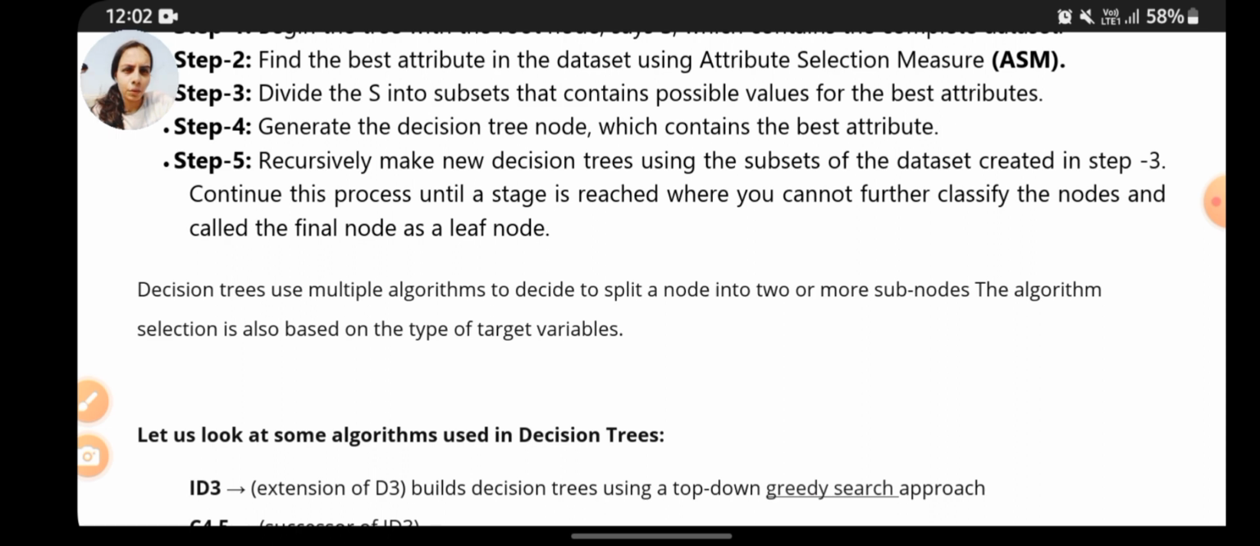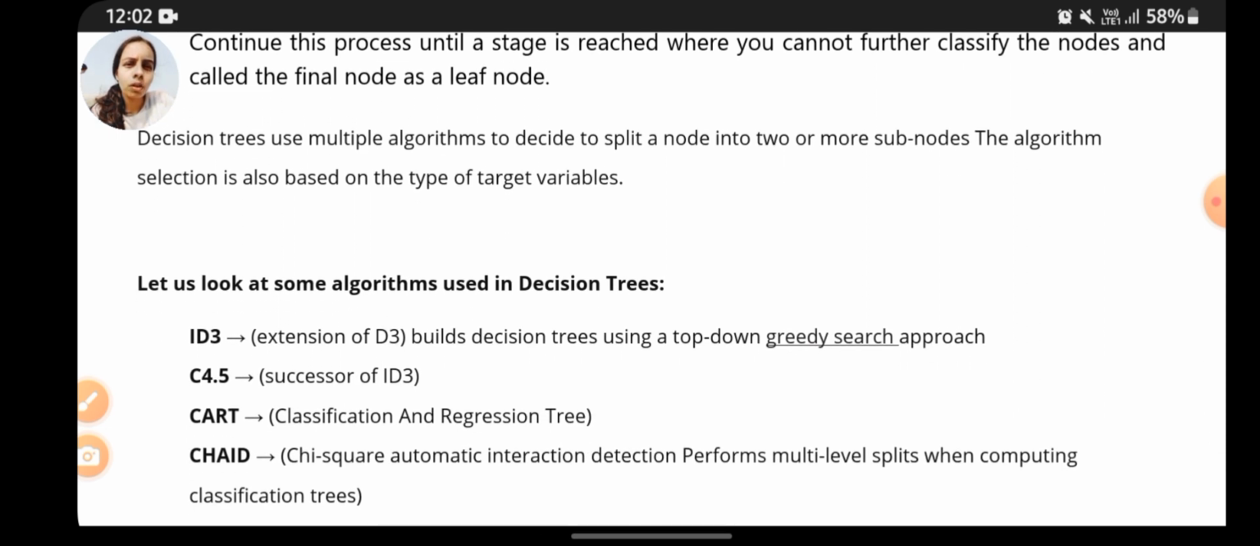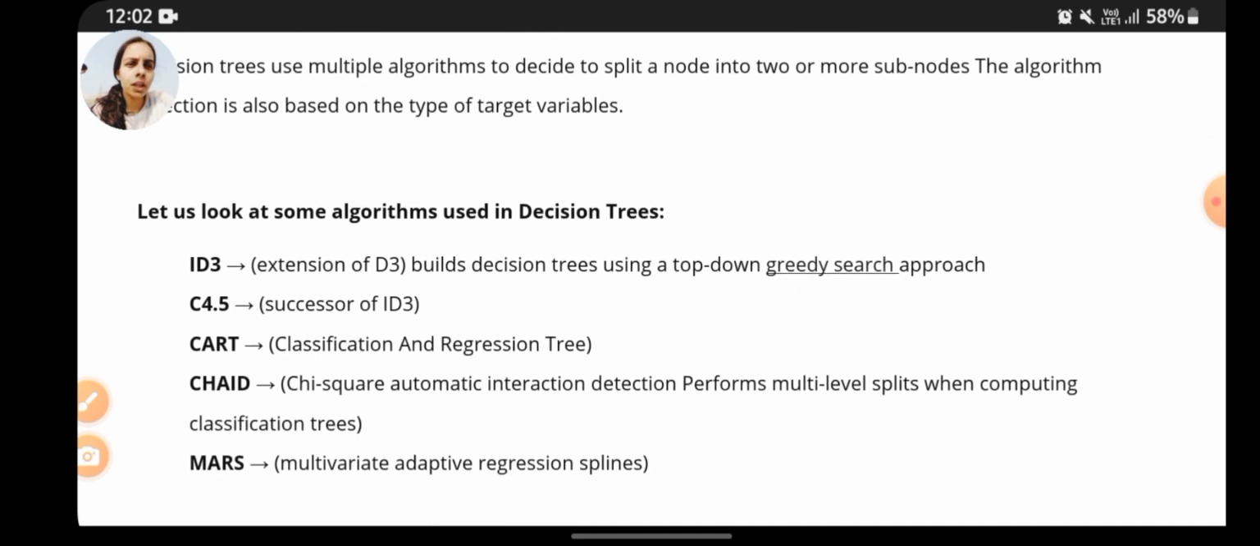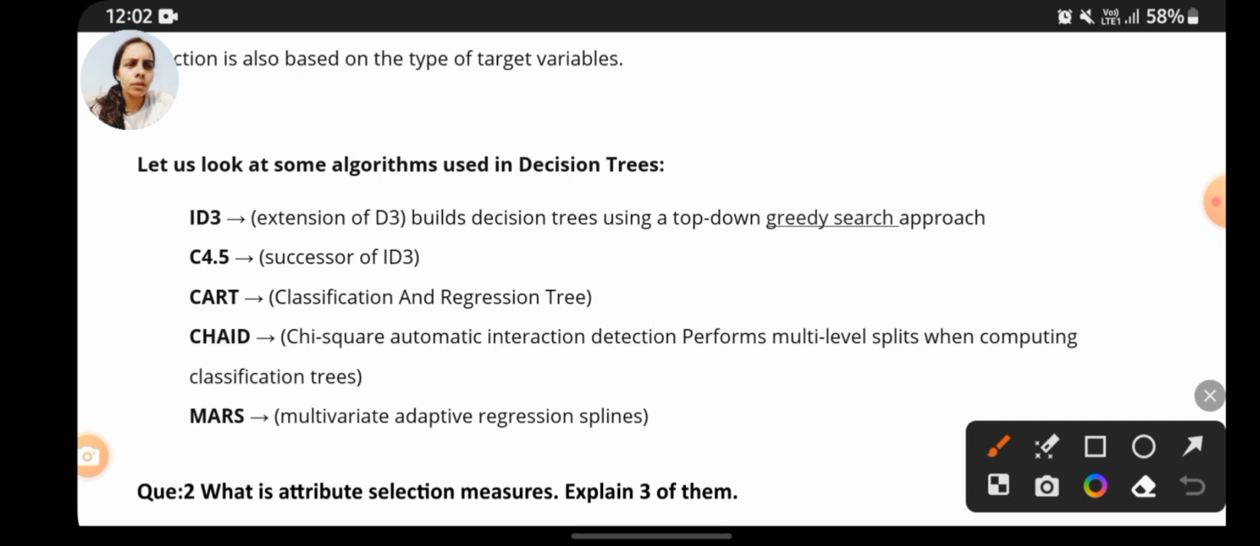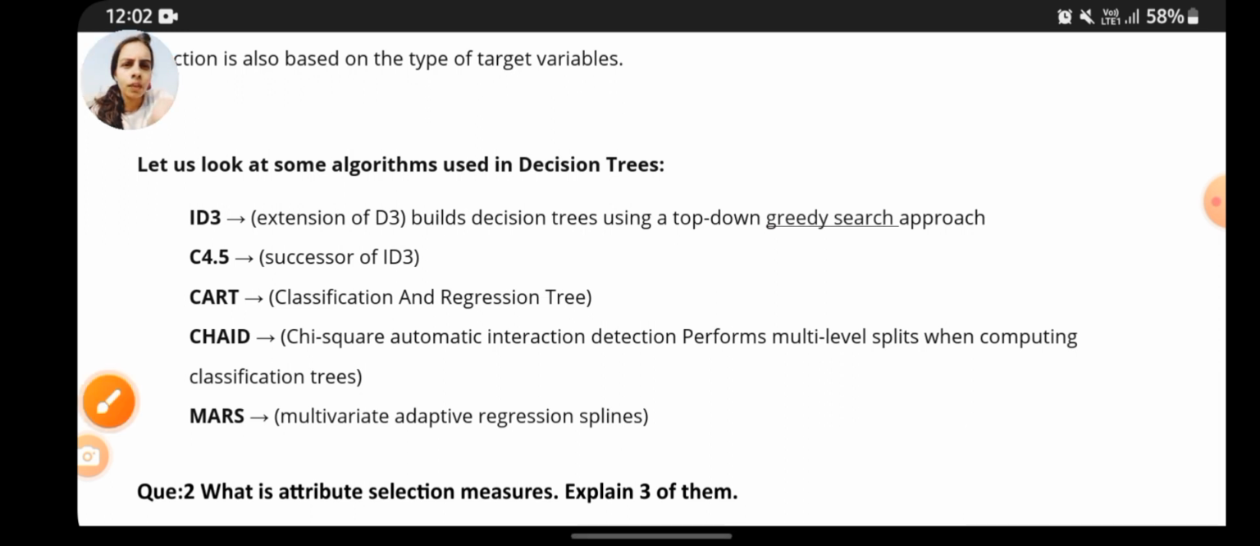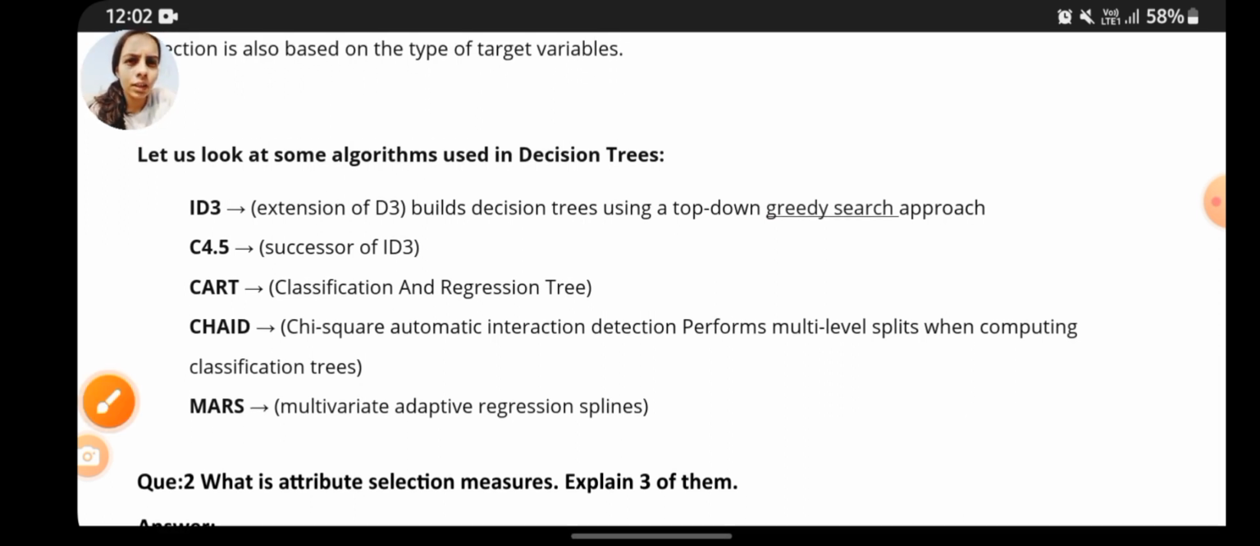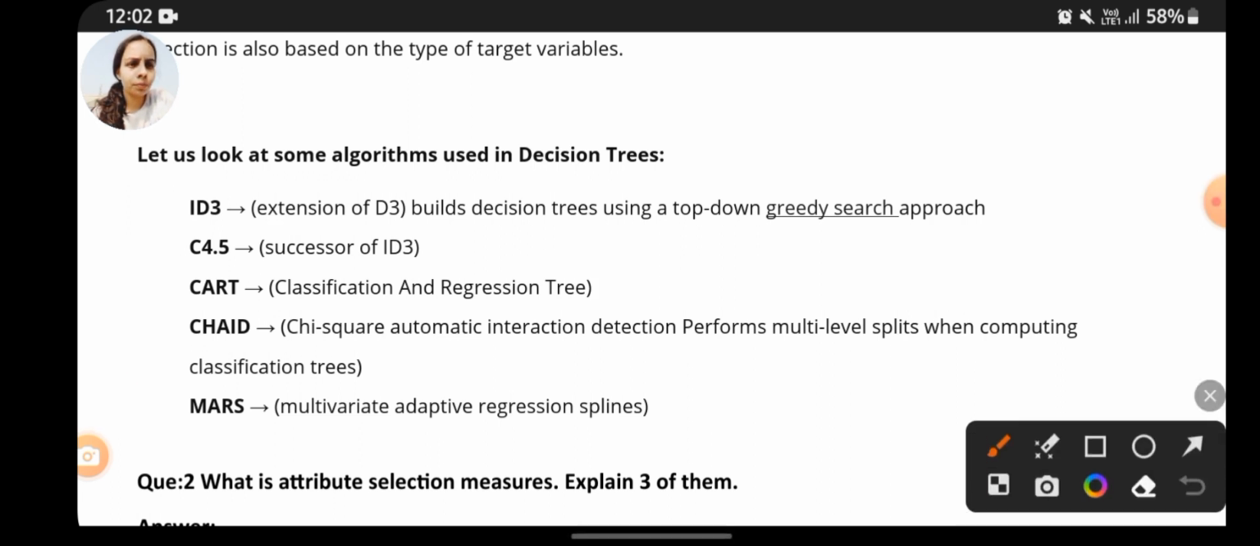Decision trees use multiple algorithms. The decision tree uses multiple algorithms to decide whether to split a node into 2 or more subnodes. The algorithm selection is also based on the type of target variable. Now let us look at some other algorithms that are used in decision trees.